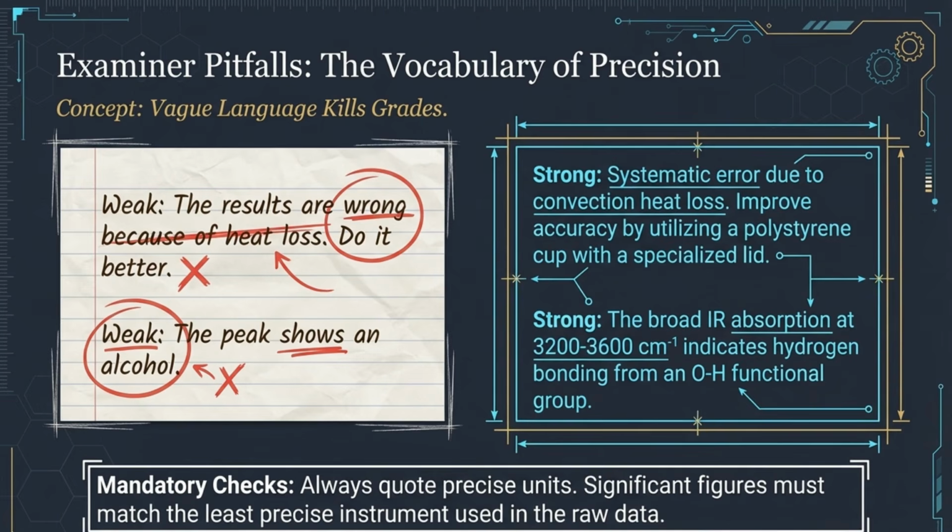Vague language kills grades. Saying results are wrong because of heat loss is weak. A strong candidate specifies, quote, systematic error due to convection heat loss, and suggests utilizing a polystyrene cup with a specialized lid to improve accuracy. Similarly, don't just say peak shows in alcohol. Specify the broad IR absorption at 3,200 to 3,600 centimeters to the minus 1, indicating hydrogen bonding from an OH group. And always check your units and significant figures against your least precise instrument.